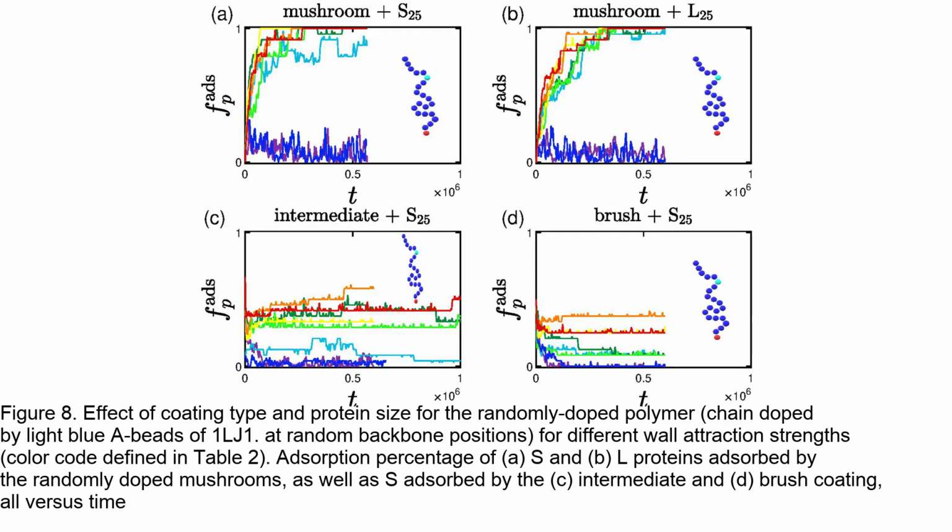Effect of grafting density on protein density profiles. This figure shows the effect of grafting density on protein density profiles. The x-axis represents the distance from the surface, and the y-axis represents the protein density. The different lines in the graph represent different grafting densities. The results show that higher grafting densities result in lower protein densities, especially close to the surface.